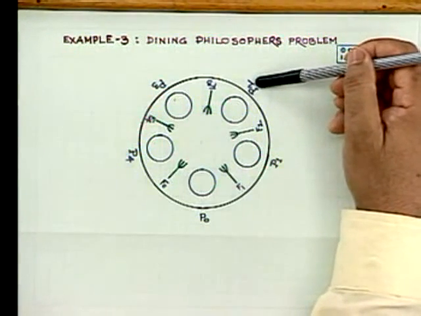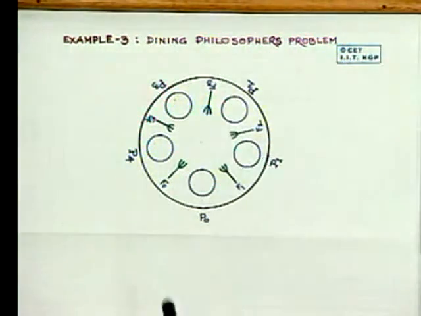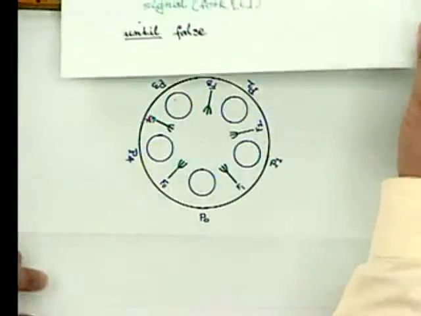Okay. Now, the important thing here is that when a philosopher feels hungry, he or she should have the availability of both forks. That means he has to have the left fork as well as the right fork. He picks up the left fork, then picks up the right fork, and then eats from the plate, and then puts down the right fork, and then puts down the left fork and starts thinking once more.